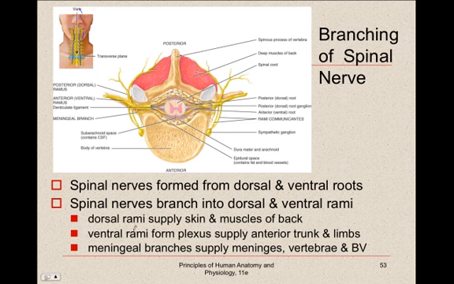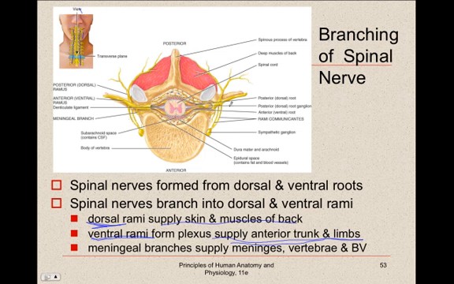And we'll talk about those fight or flight activities when we get to the autonomic nervous system. So again, the dorsal ramus, or posterior ramus, is going to supply the skin and muscles of the back. The anterior ramus is going to form the plexus that supplies the anterior trunk and the limbs. And we are not going to talk about them so much. We do have a meningeal branch that will supply the meninges, the vertebra, and blood vessels. But again, that's getting into some of the nitty-gritties a little more than we need to talk about.